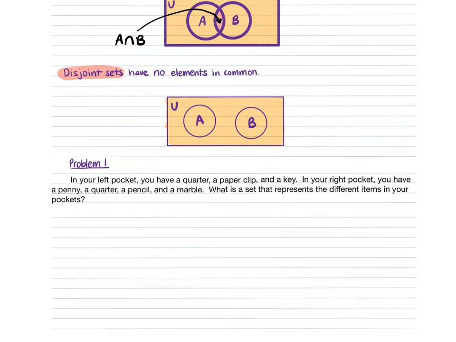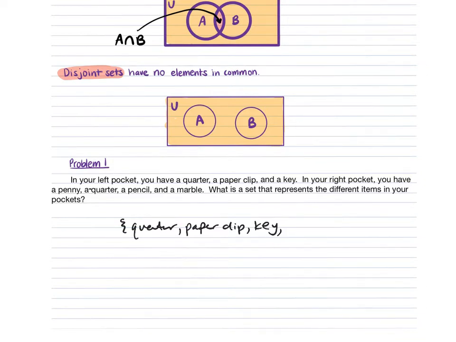Okay, so problem one, in your left pocket you have a quarter, paperclip, and a key. In your right pocket you have a penny, a quarter, a pencil, and a marble. What is the set that represents the different items in your pockets? So the set here would be just everything that you have. So let's start with your left pocket. You have a quarter, paperclip, and key. And then what's in your right pocket? You have a penny, a quarter, a pencil, and a marble.